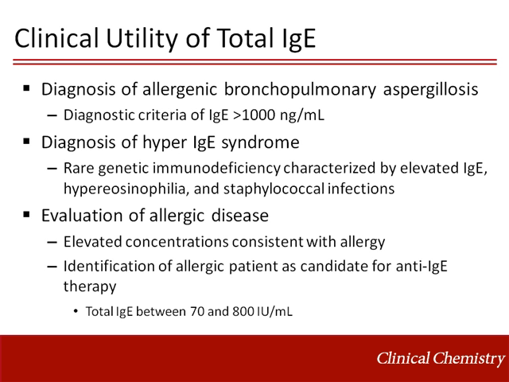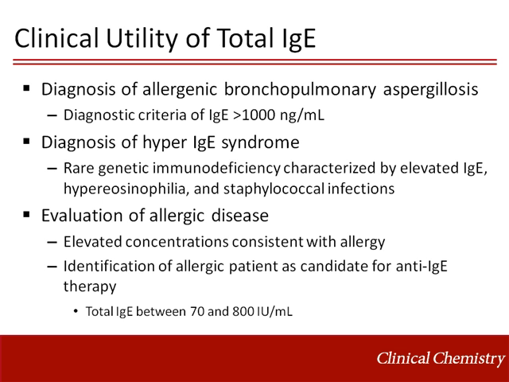There are a variety of clinical uses for total IgE testing. It is one of the diagnostic criteria for allergic bronchopulmonary aspergillosis, with concentrations greater than 1,000 nanograms per mL being consistent with that diagnosis. It is also useful for evaluating patients with suspected hyper-IgE syndrome. This is a rare, heritable primary immunodeficiency that is characterized by increased concentrations of IgE, hypereosinophilia, and recurrent staphylococcal infections.